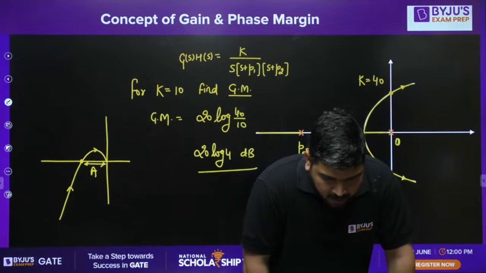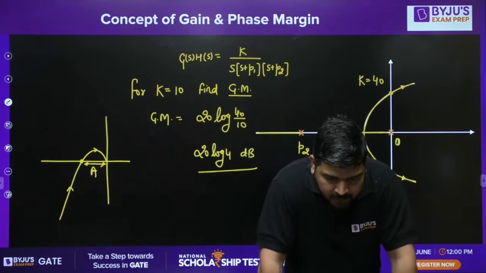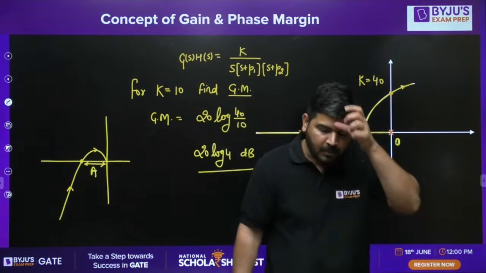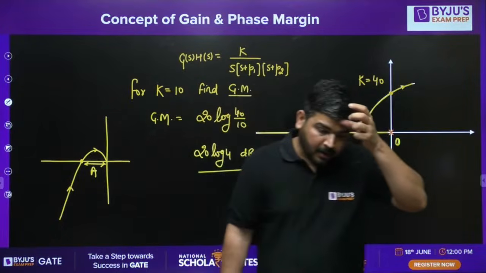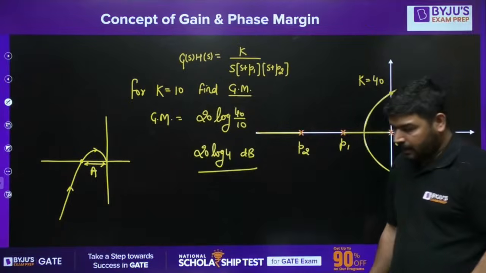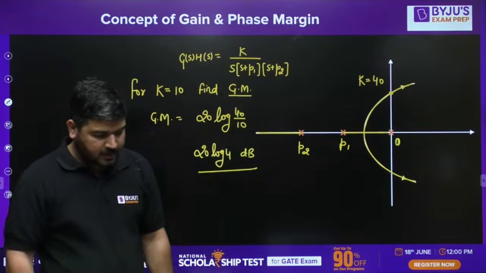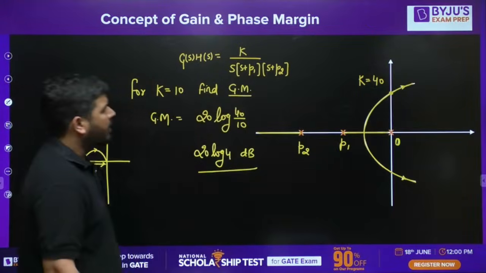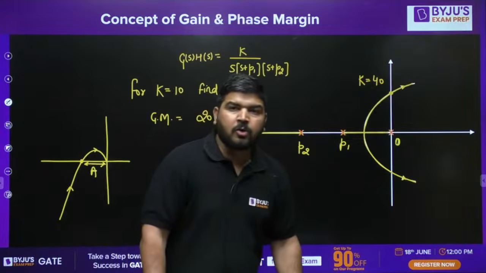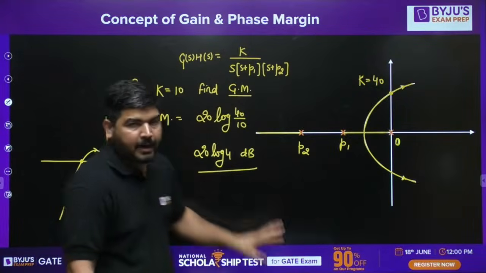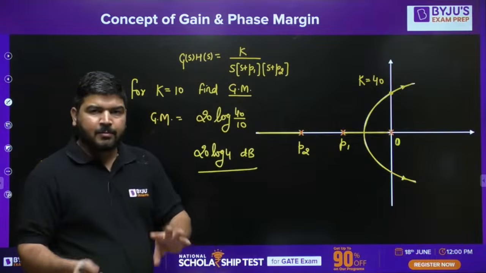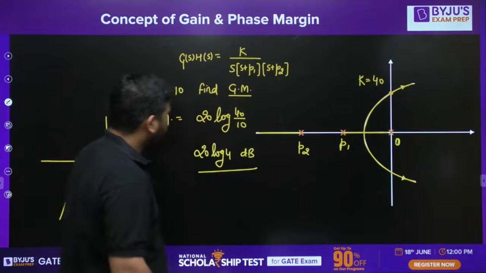For a non-minimum phase system also, gain margin is 20 log 1 by A? Actually, yes. I will tell you about the non-minimum phase system, don't worry. Actually, this formula is correct, but for a non-minimum phase system, you have to think in a different way. I'll tell you how.